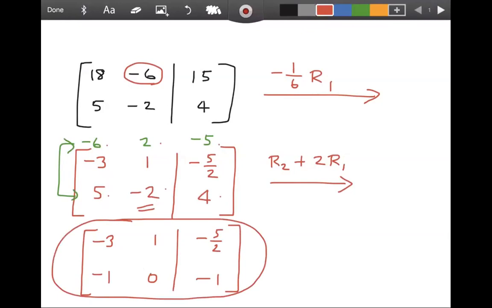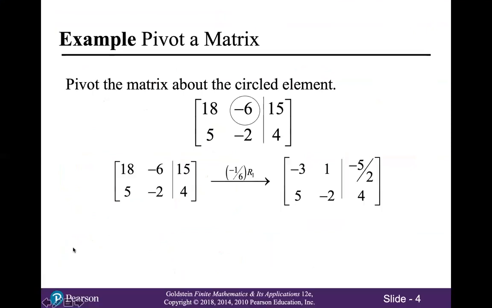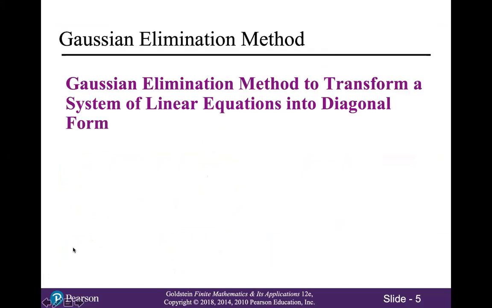So I think the reason that they're introducing you to pivoting now and using that terminology for it is that now we have some vocabulary that makes describing Gaussian elimination a little easier. So here's the problem we just did. Okay, so now let's describe Gaussian elimination in terms of pivoting. And remember, we use Gaussian elimination to transform a system of linear equations into diagonal form.